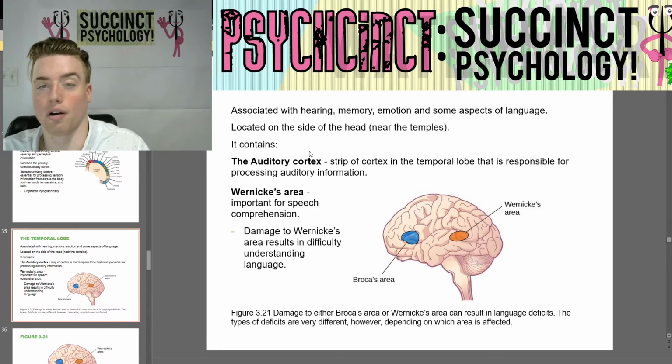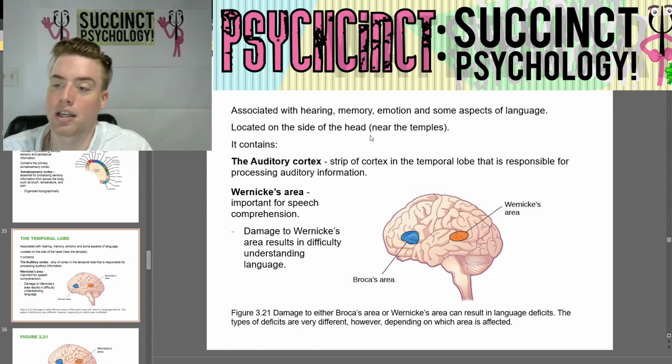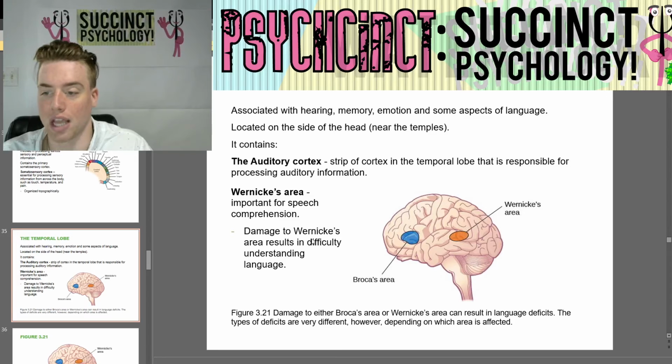The temporal lobe, so it is associated with hearing, memory, emotion, and some aspects of language. It is located on the side of the head near the temples, so again, temporal. And it contains the auditory cortex, which is a strip of cortex in the temporal lobe that is responsible for processing auditory information. And then it also has Wernicke's area, which is important for speech comprehension. Damage to Wernicke's area results in difficulty understanding language.